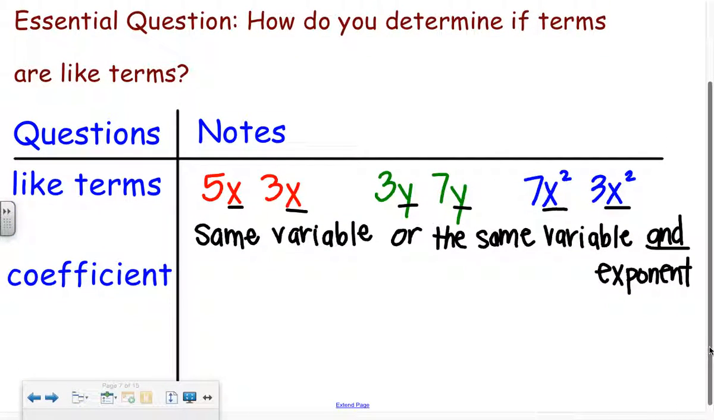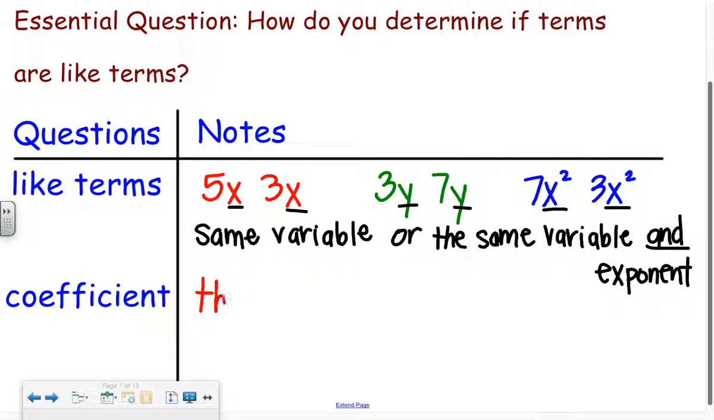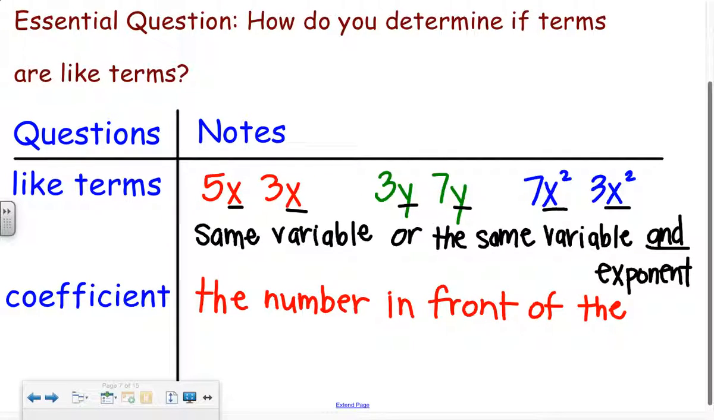Coefficient. A coefficient is the number in front of the variable. For example, if I have 5x, 5 is my coefficient. If I have 3x, 3 is my coefficient. If I have 7x squared, 7 is my coefficient. So, the number in front of the variable.